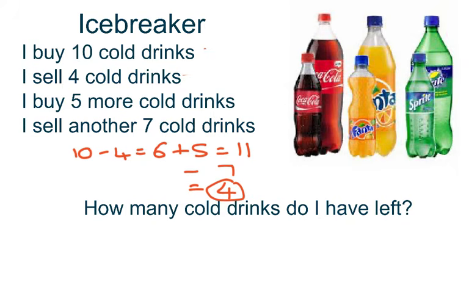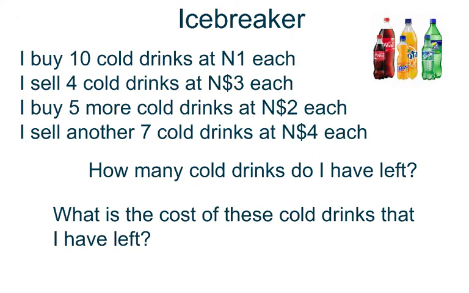So I can easily tell how many cool drinks I have left. But now it becomes a bit more tricky when you need to calculate the cost of these cool drinks. Because it could be that you bought those 10 cool drinks at $1 and the 5 cool drinks at $2. So immediately, what is the cost now? So this is what we will be doing in this lesson. This is the same exercise. How many cool drinks do I have left? We said I have 4 cool drinks. What is the cost of these cool drinks that I have left? So what is the value of my closing stock?